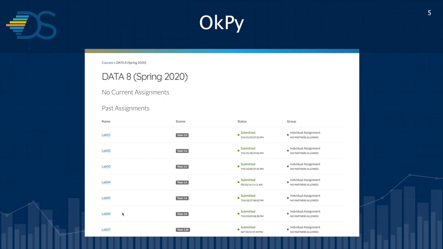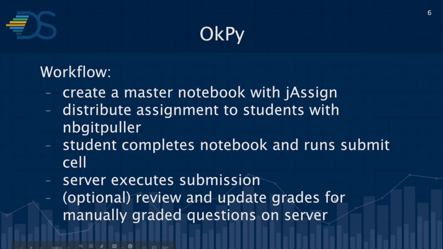And this is the assignment breakdown view for Data 8 this past spring. And students can see here in this column their scores for each assignment, the submission status, and OKPY also supports group assignments. So that way it's very easy to collect submissions for groups and grade them all at once.